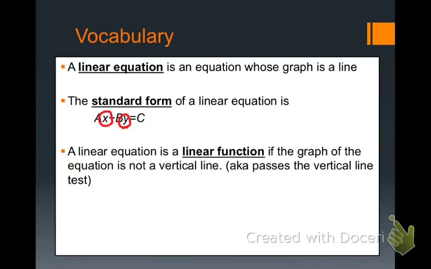And then lastly, a linear equation is a linear function if the graph of the equation is not a vertical line. So in other words, if we have a line that passes the vertical line test, then it is also a linear function.